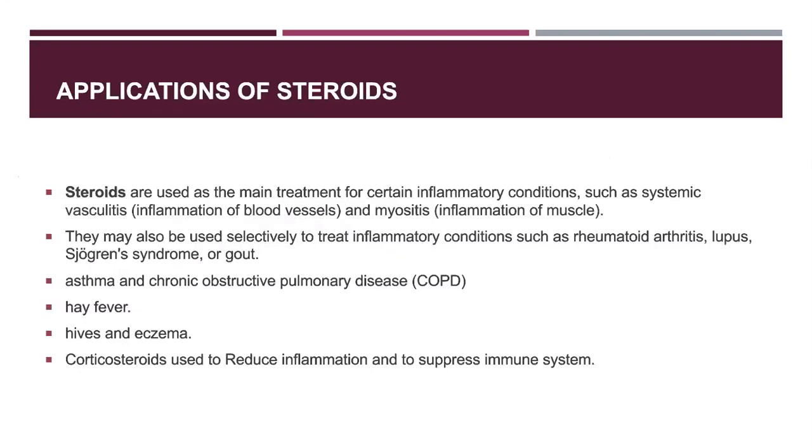Uses of steroids. Steroids are used as a main treatment of certain inflammatory conditions, such as systemic vasculitis, inflammation of vessels, and myositis, inflammation of muscles. They may also be used to treat inflammatory conditions such as rheumatoid arthritis, inflammation of joints, Whipple syndrome, or gout, which is also a syndrome. Asthma, chronic obstructive pulmonary disease, hay fever, hives, eczema, which is a skin disease. Corticosteroids are used to reduce inflammation and to suppress the immune system for several functions.